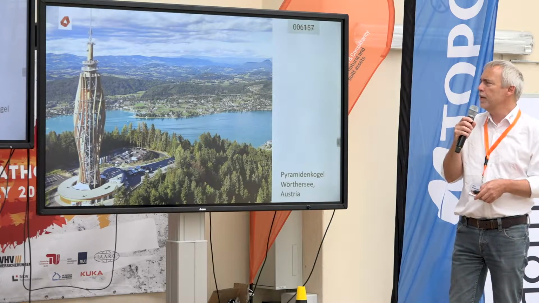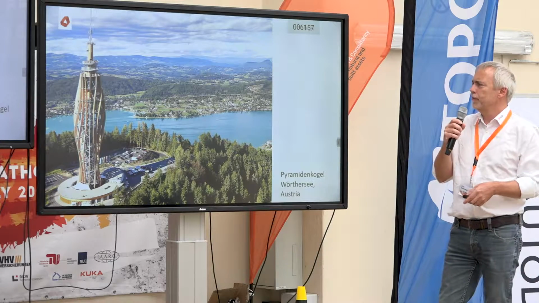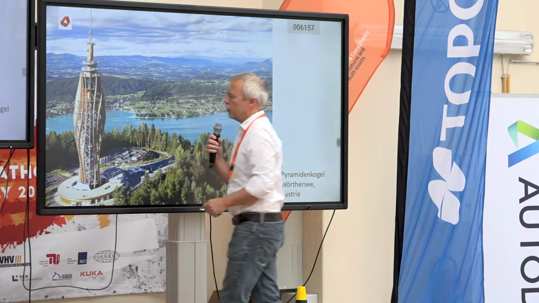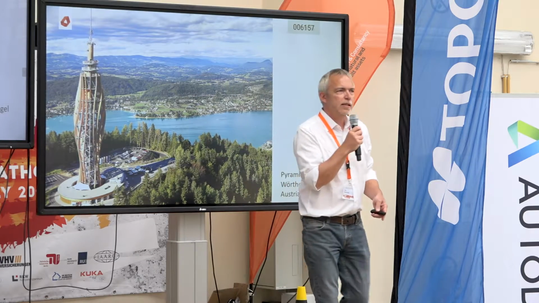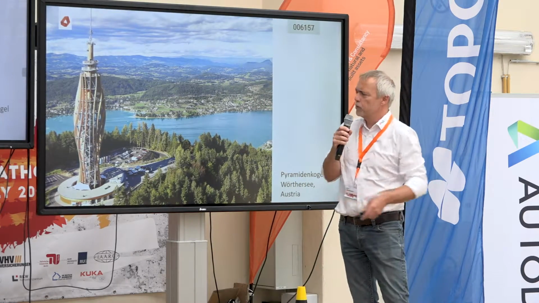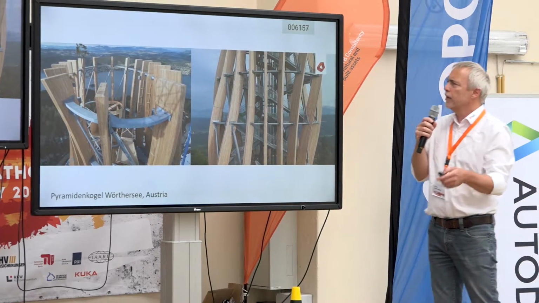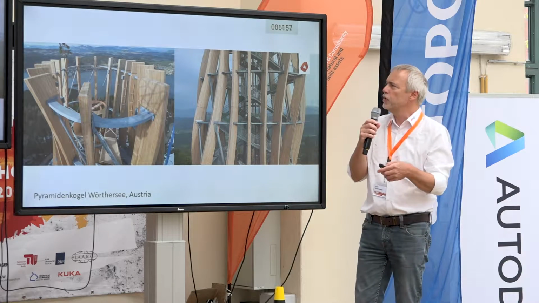One of them is the Pyramidenkogel in Wörthersee, in the south of Germany and Austria, basically. The top is actually done as curved timber. It was done by one customer, and the bottom part was done by another customer, Haslacher, while the top part was done by Glöckel, I think. So it's not only simple geometry, it might be more complicated geometry.